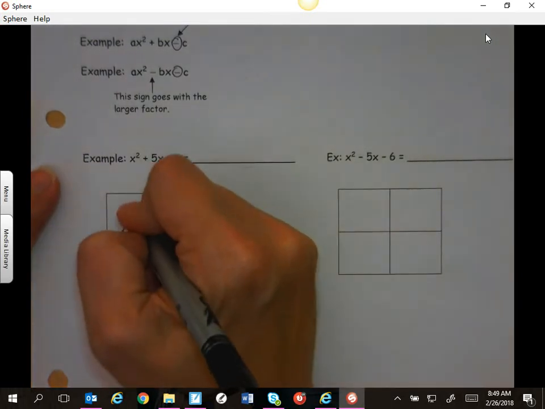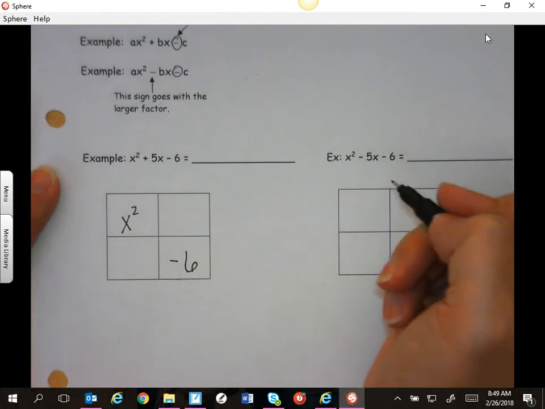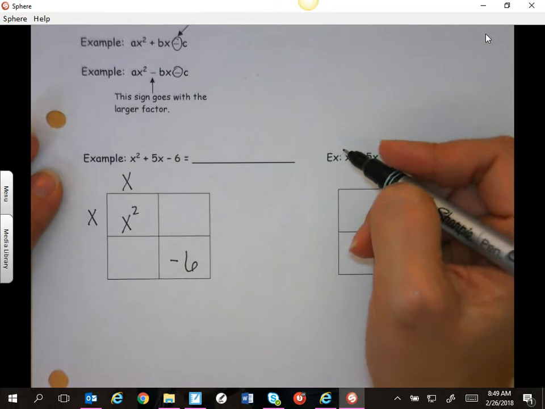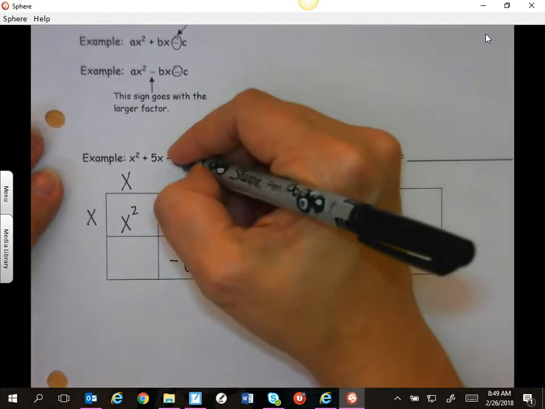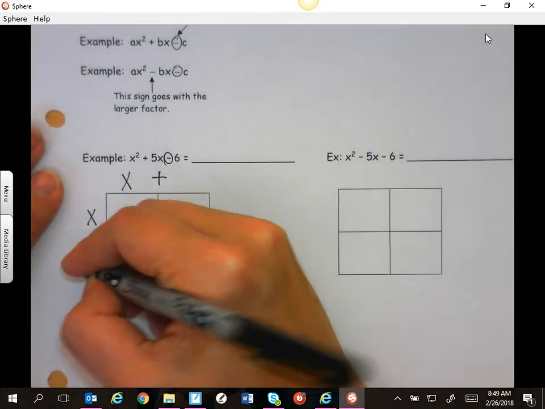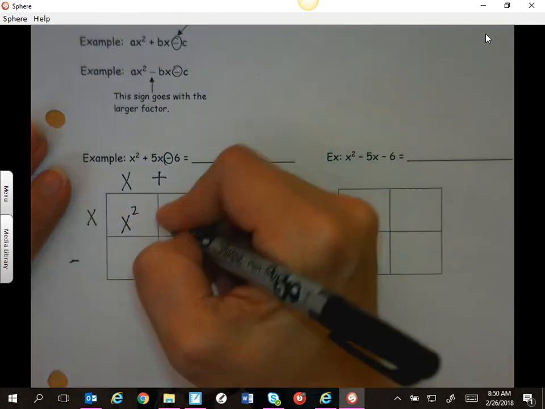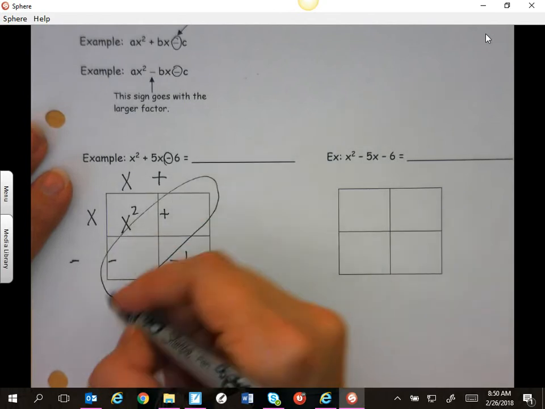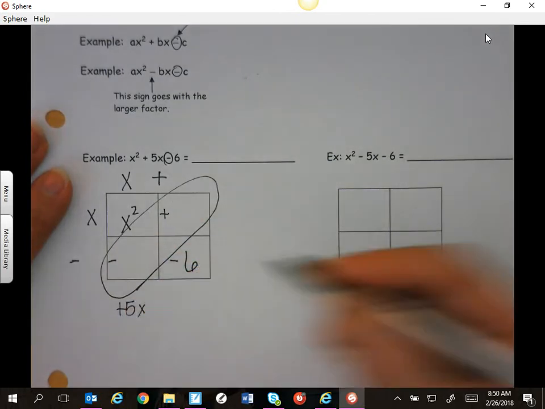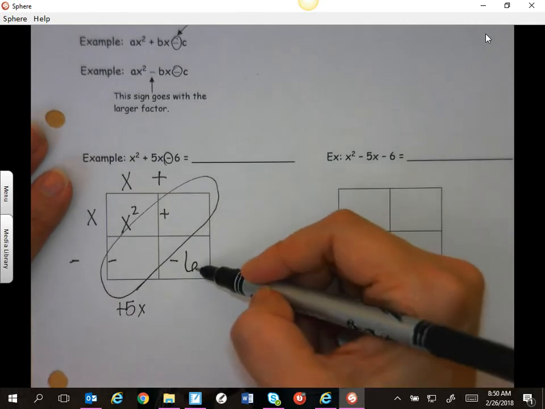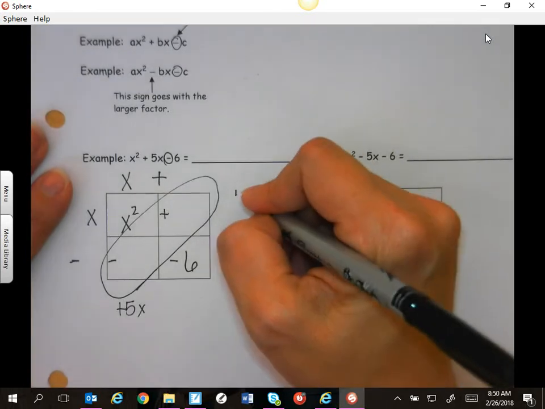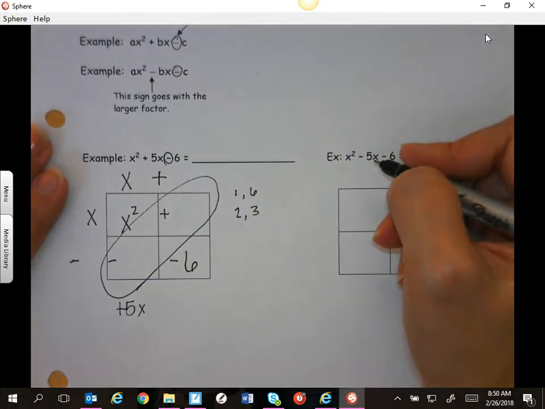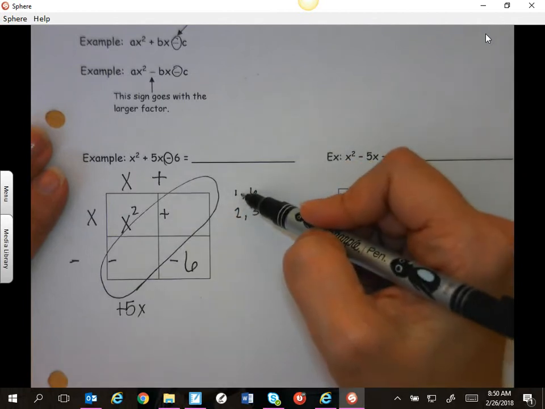So, still another example, right? X squared, now this is a minus 6. So we know x times x is x squared. That's not a problem. Because this is different, we're going to have a positive term and a negative term. So we're going to have to figure out what, when we subtract, needs to give us a positive 5x. So again, what multiplies to give us the constant? What multiplies to give us 6, 1 and 6, and 2 and 3. And then we need 5. And we know that they're different.